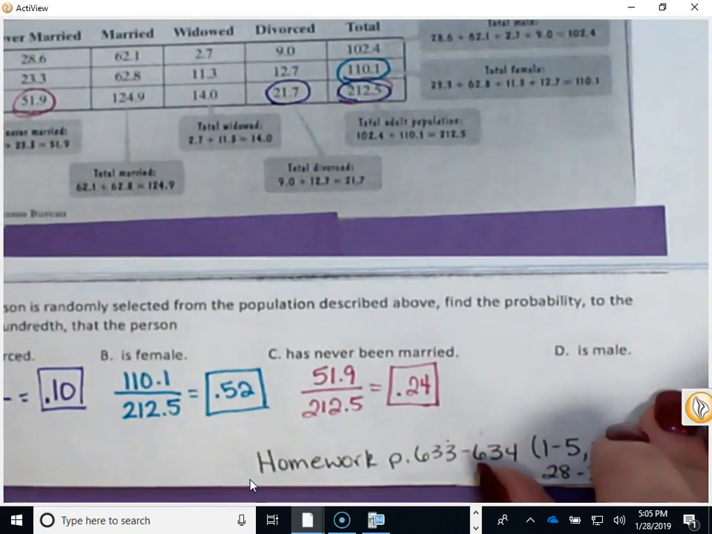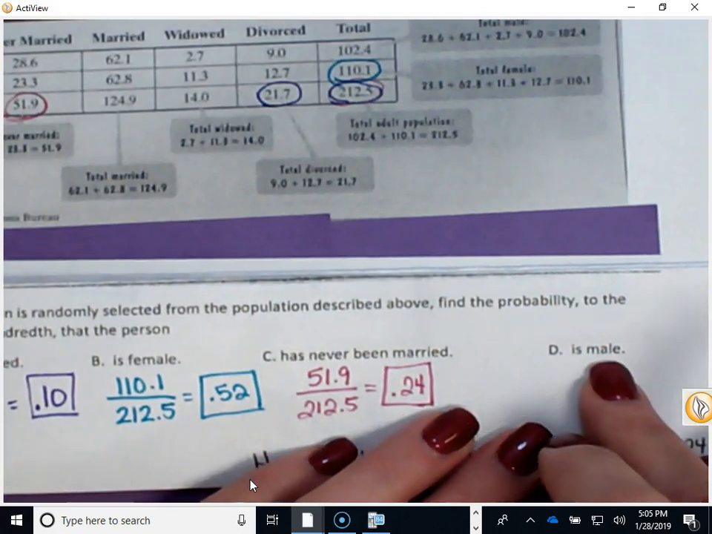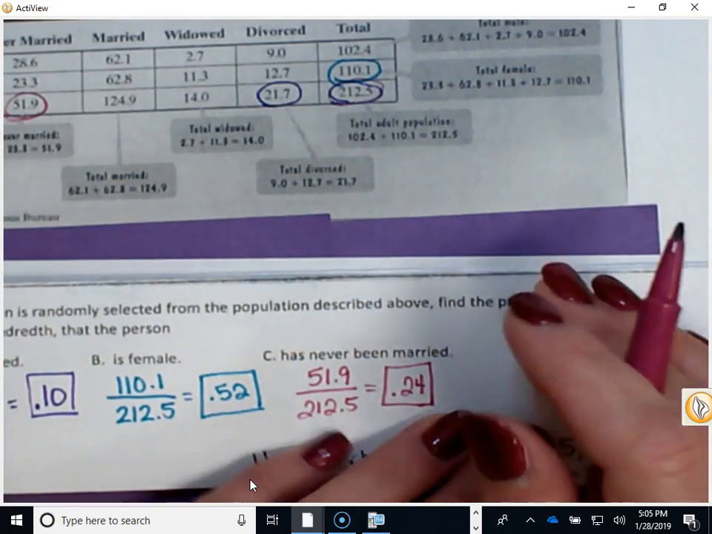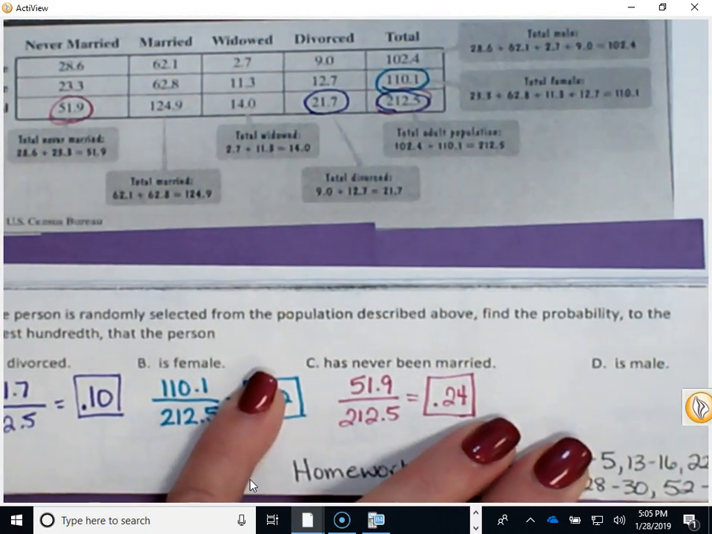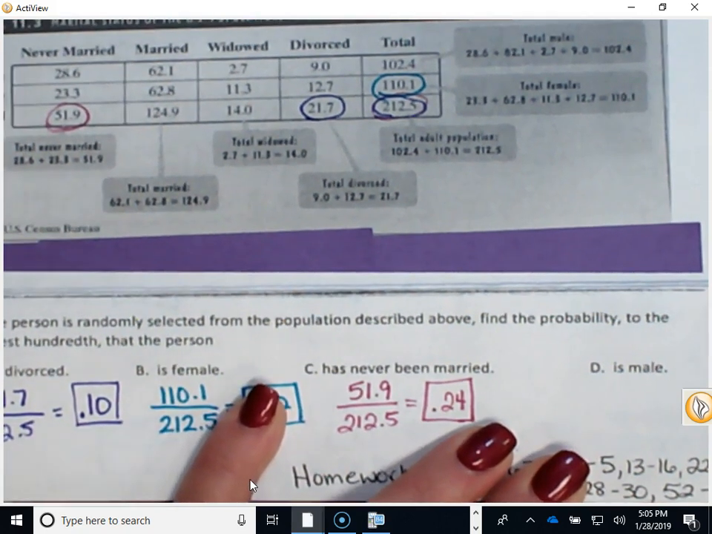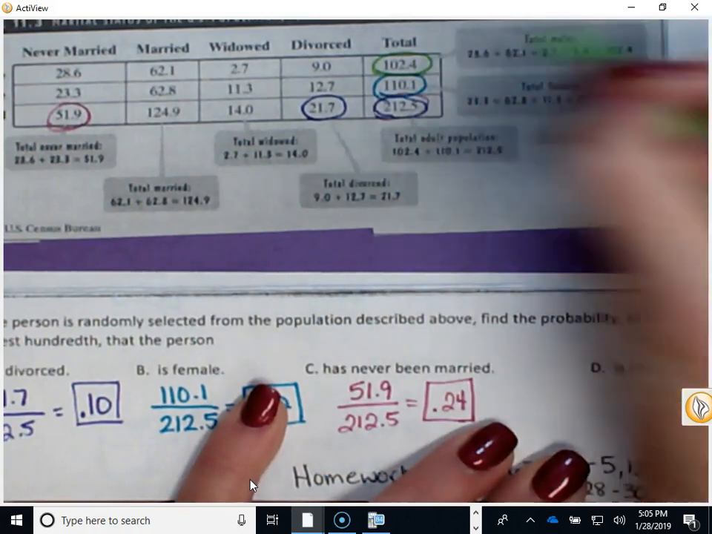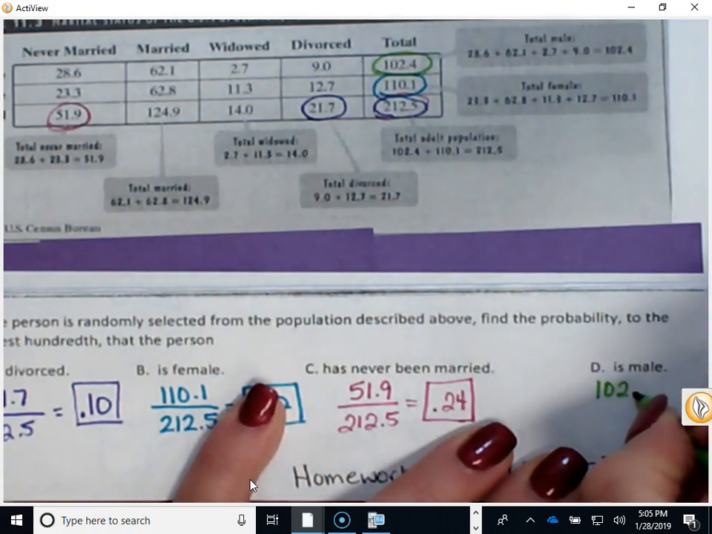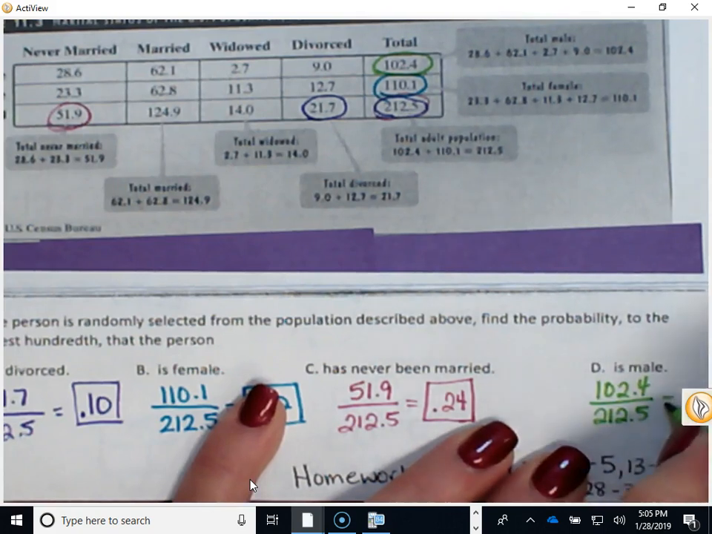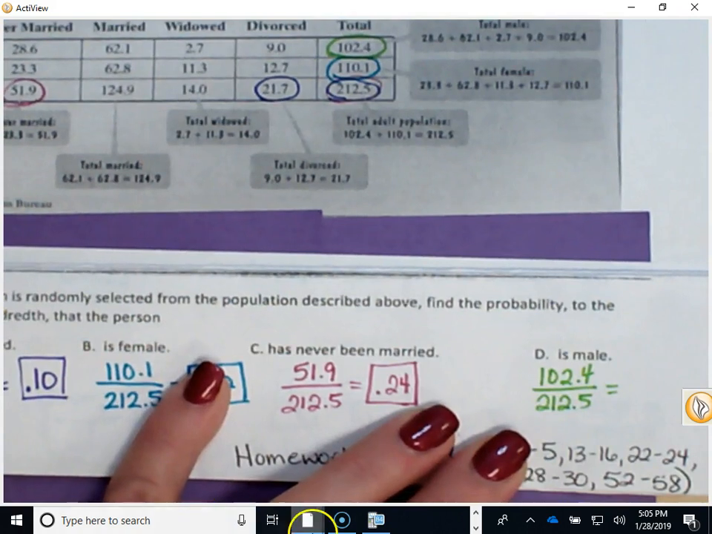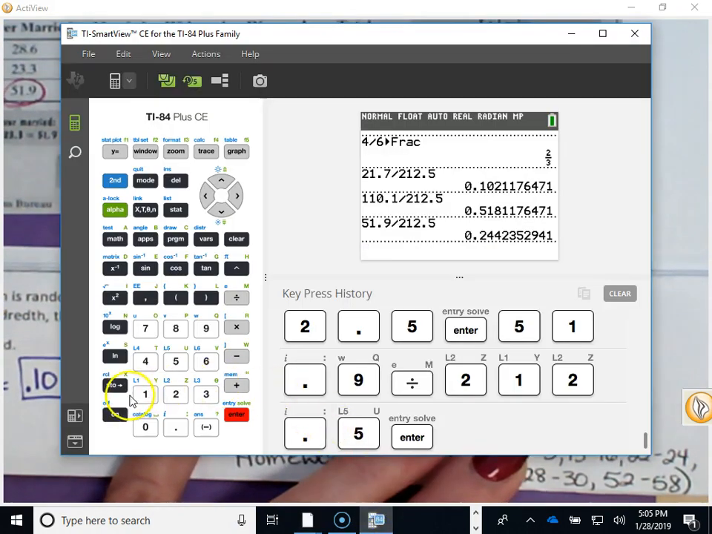All right, and last but not least, what's the probability that who they were talking to was male? Let's pick green. So our total number of men out there was 102.4 divided by the total number, 212.5. Divide that out and see what our probability is. So 102.4 divided by 212.5.